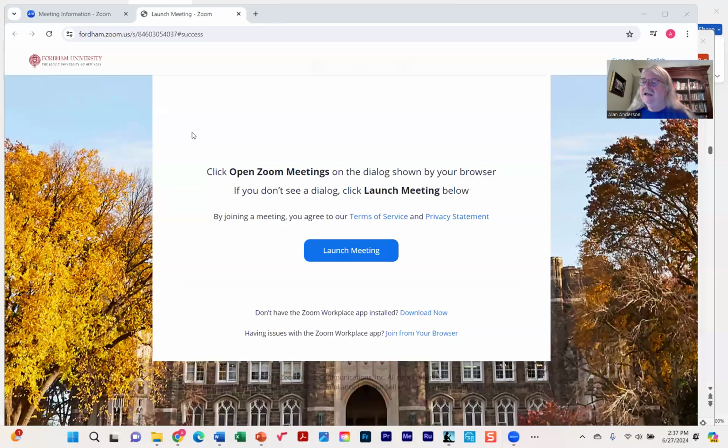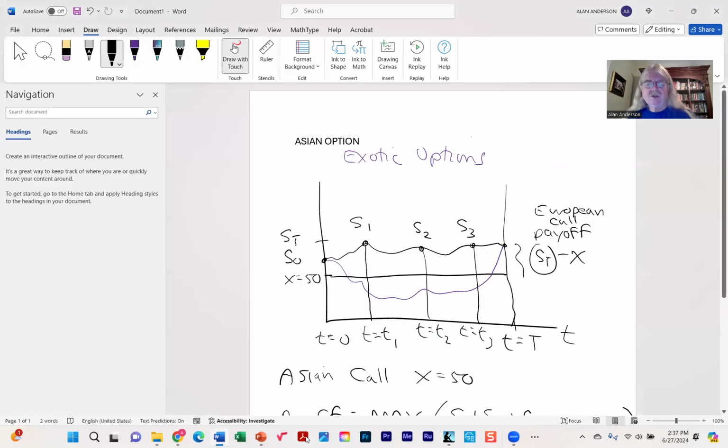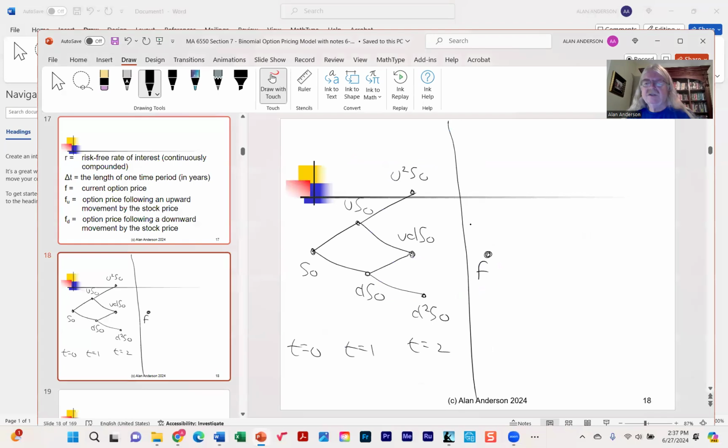All right, so I'm going to try to carry on now if the internet will actually allow it. We were abruptly interrupted when I was showing you how this tree works for stocks and the corresponding options.